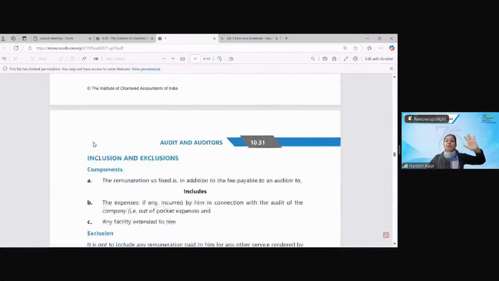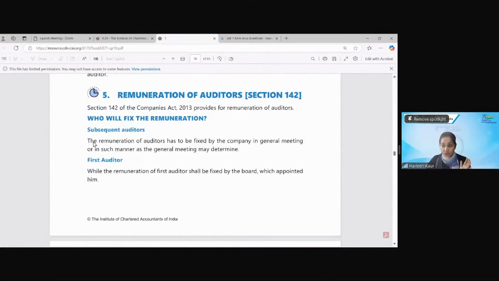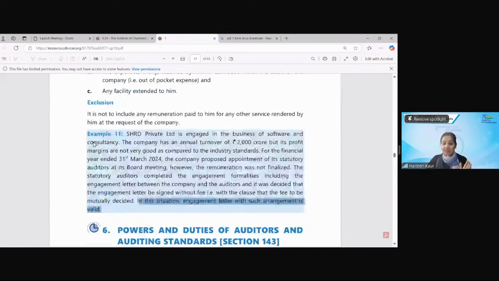So sometimes the points are given within the section, sometimes the points are given in the examples. Study makes sure to cover everything. That's why I keep telling you, the paper is going to come from this very book only. You will think, where was it written that your engagement letter is valid.